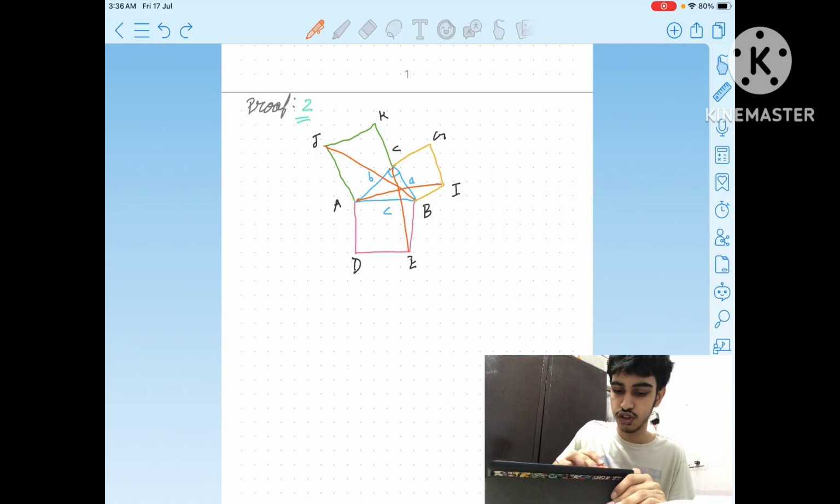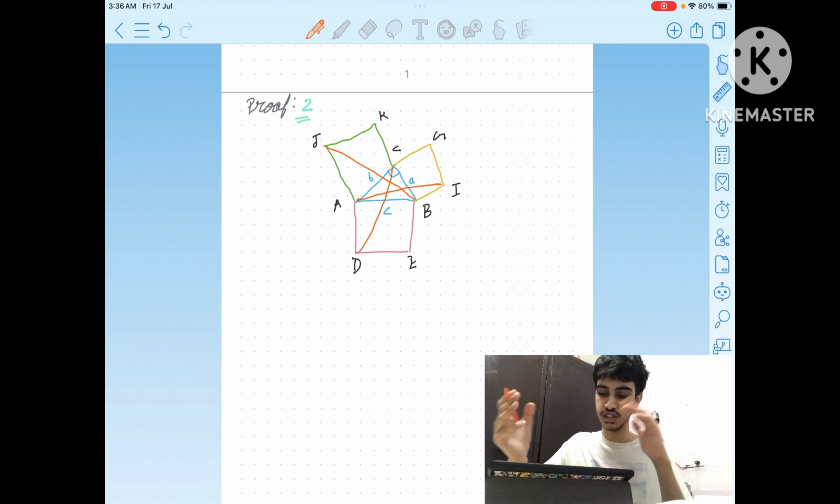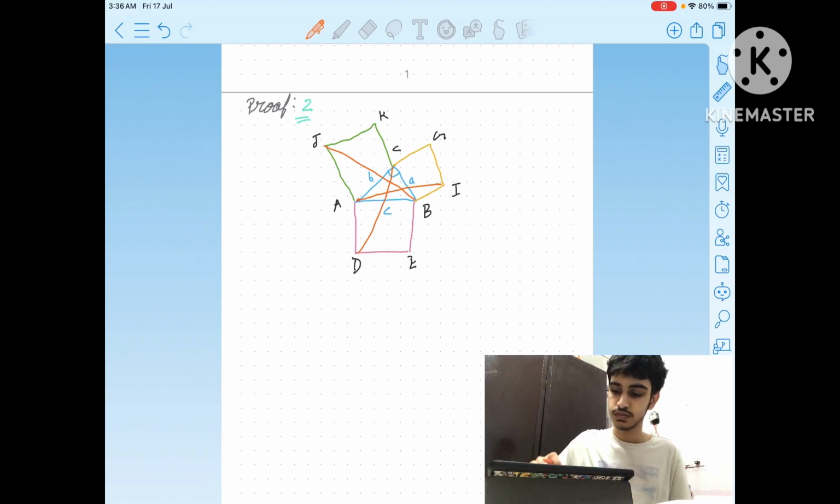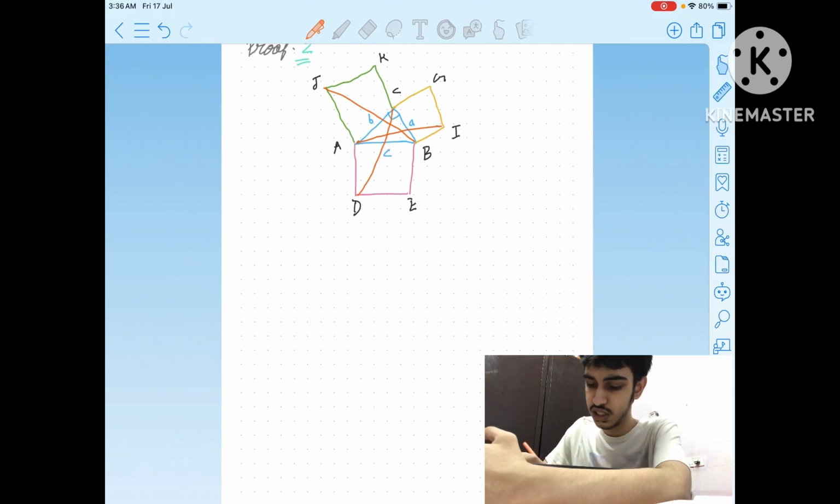Let's just not join CE for now. Let's first of all join CD for now. Not CE but CD for now. So what we could see is that if we just rotate the triangle, we could clearly see the triangle ADC.